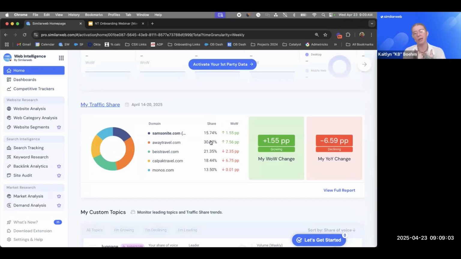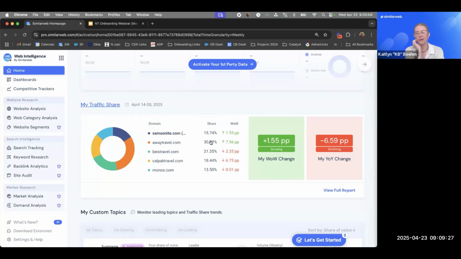So again, if I'm Samsonite, I want to take a look at this in a couple of different ways. Maybe I want to see more recently, am I starting to increase more of my traffic share compared to others? Is there someone who's increasing way more than I am? Am I leading in this market? And if not, what can I do using Similarweb to gather that data to figure out what I can do next to try and get ahead?